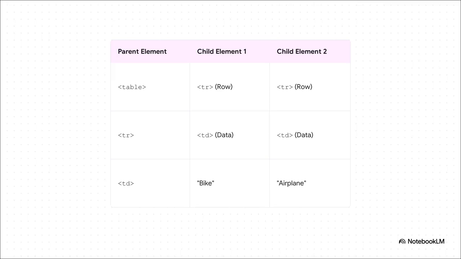If we look at this table, for example, the table element is the parent of its children, the TR, or table rows, and each of those rows is the parent of its children, the TD, or data cells. This hierarchy is what gives scripts their power. It lets you write a script that can navigate this tree with incredible precision, find that one specific cell that contains the word bike, and change its content, its color, or whatever you want, all on the fly.